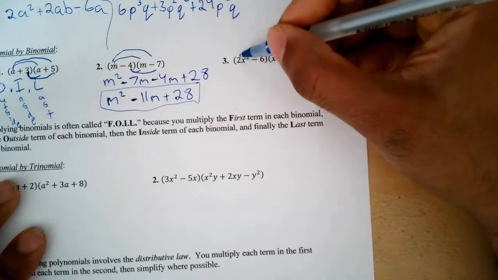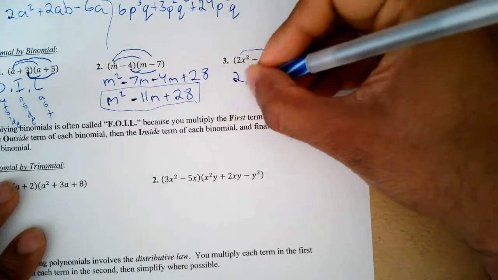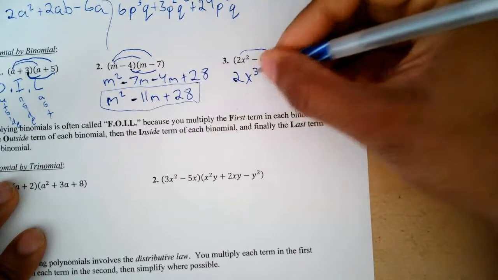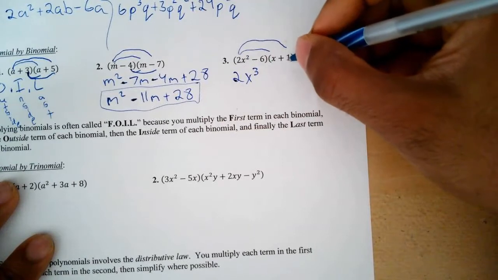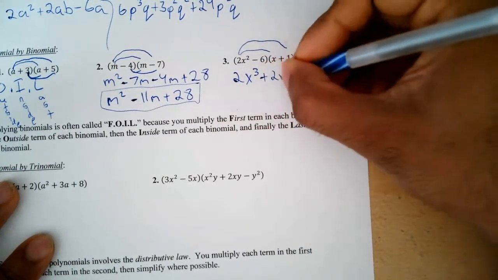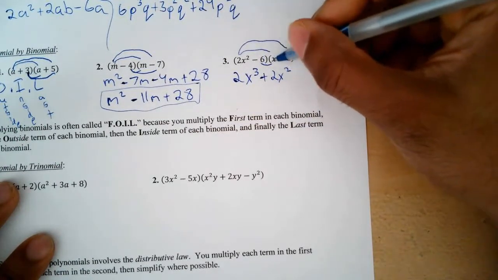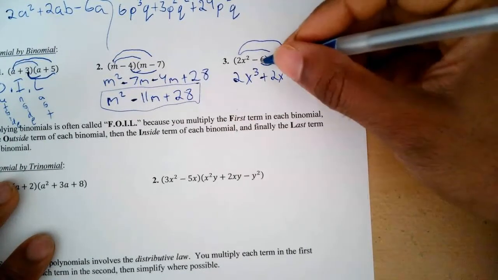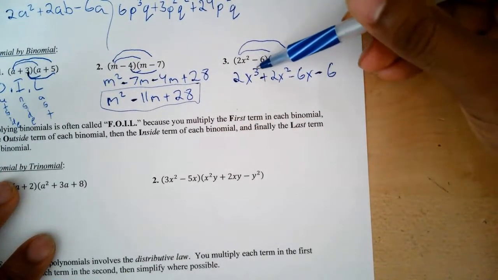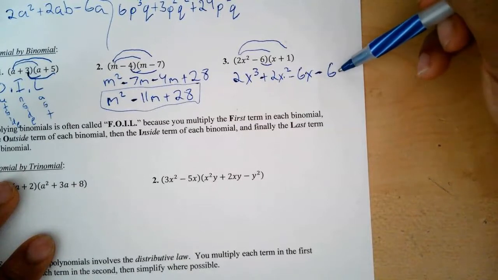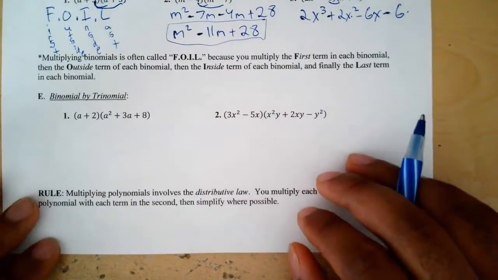So first term, right, FOIL, so right here, 2x squared times x will give you 2x, and then 2 plus 1 is 2x cubed. And then you do the outside, so 2x squared times 1 gives you just itself, 2x squared. And negative 6, so the inside, negative 6 times x, negative 6x. And then negative 6 times 1 gives us negative 6. And there's no like terms because this is cubed, this is squared, this is just 1x, and this has no x. So that's your final answer. Okay. Hopefully, so far so good.